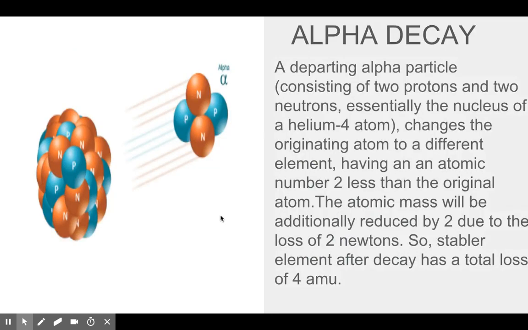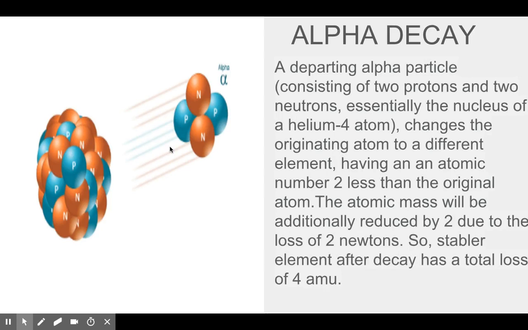So what is alpha decay? Here we see an alpha particle. It consists of 2 neutrons and 2 protons. So basically, you would consider it a nucleus of a helium atom with an atomic mass of 4.